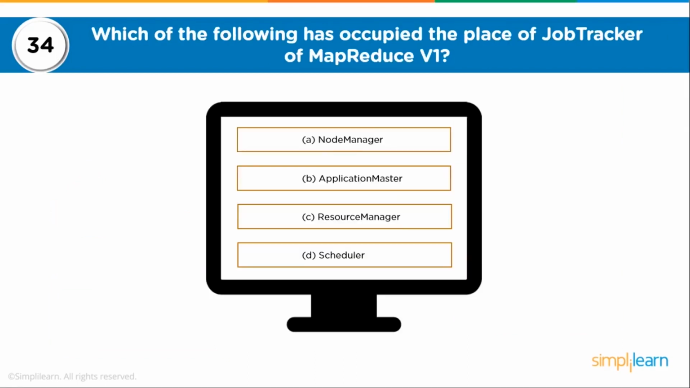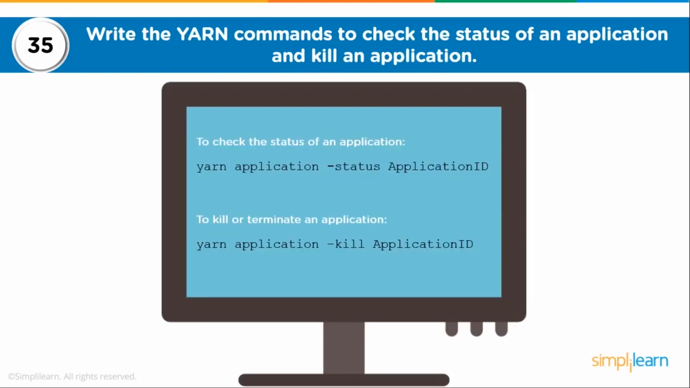So, which of the following has occupied the place of a job tracker of MapReduce? So it is your resource manager. So resource manager is the name of the master process in Hadoop version 2. Now, if we would have to write yarn commands to check the status of an application, we could just say yarn application -status and then the application ID. And you could kill it also from the command line. Remember, your yarn has a UI, and you can even look at your applications from the UI. You can even kill your applications from the UI. However, knowing the command line commands would be very useful.